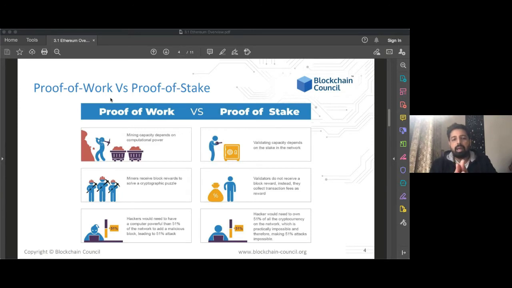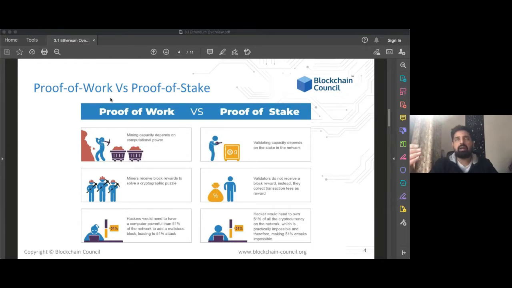Miners in Bitcoin receive block rewards for solving a cryptographic puzzle. They used to receive rewards in ethers also, till the time Ethereum was working on proof of work. And validators do not receive a block reward. Instead, they collect the transaction fee as a reward.